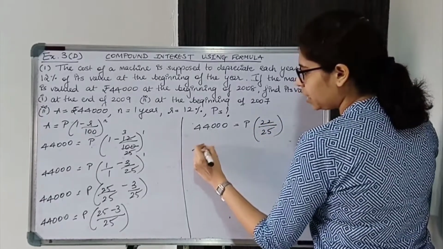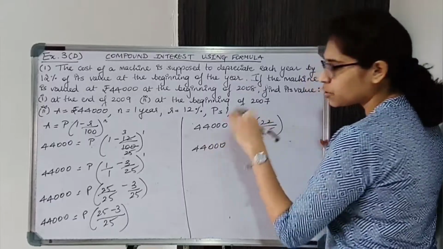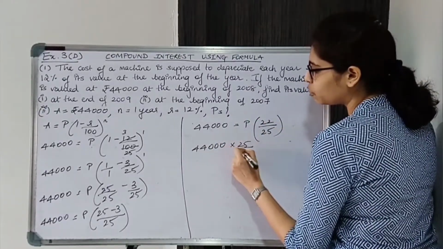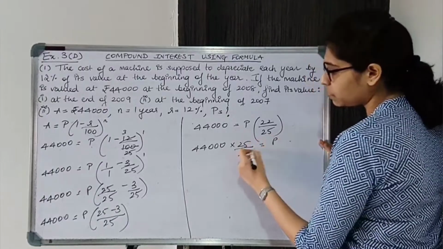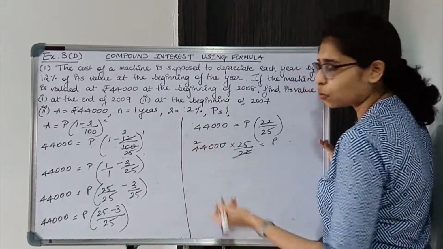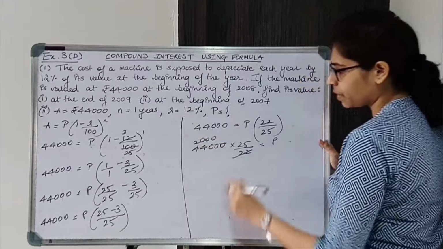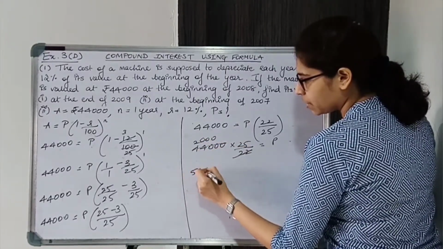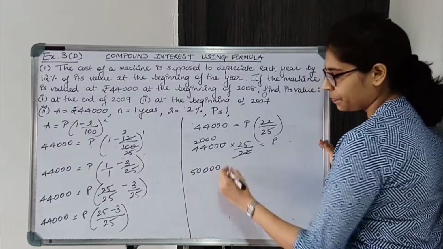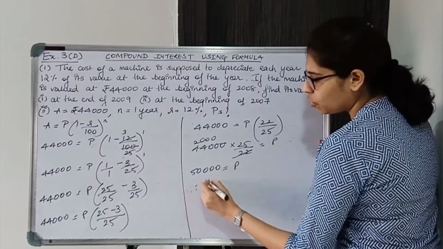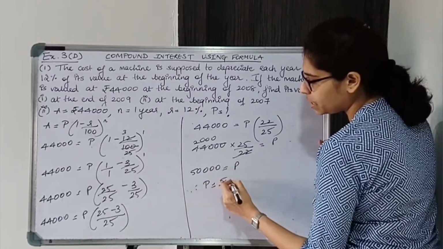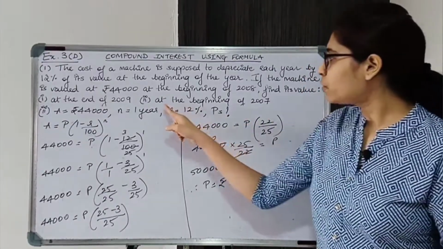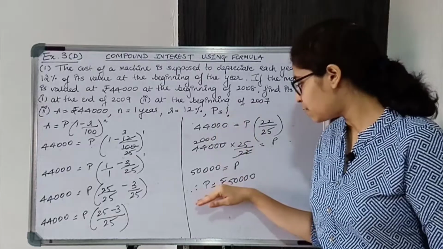Now shifting the numbers on the other side, so it will become reciprocal. So into 25 upon 22. 22 2s are 44, 0 0 0. 25 into 2 gives 50. Okay, so therefore principal is rupees 50,000. That is, the cost of the machine at beginning of 2007 is 50,000.